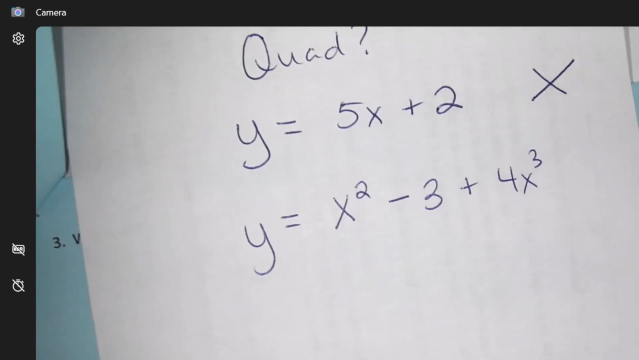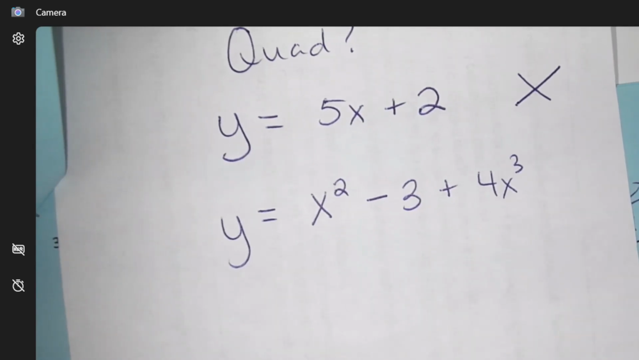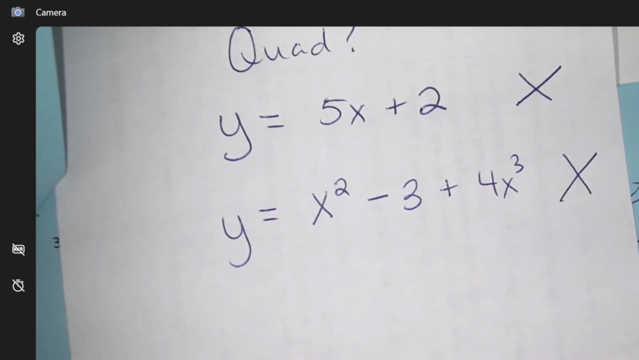Is this a quadratic equation? Yes or no? The answer is no. Why? Because there's actually a cube in it, so it's not quadratic anymore, it's cubic, because that's the boss.